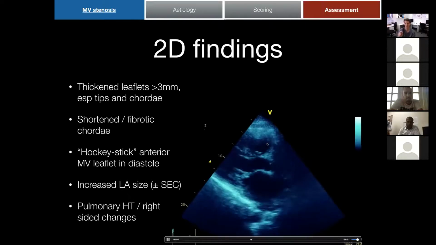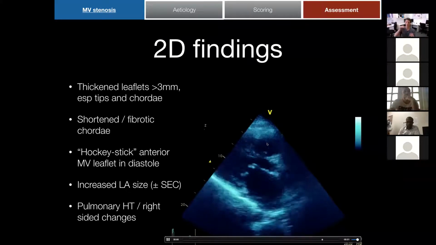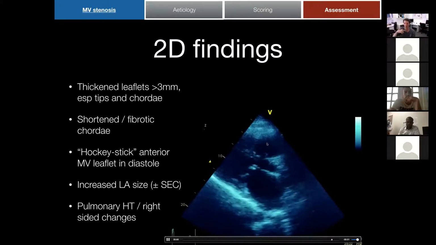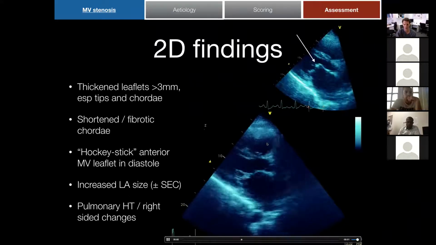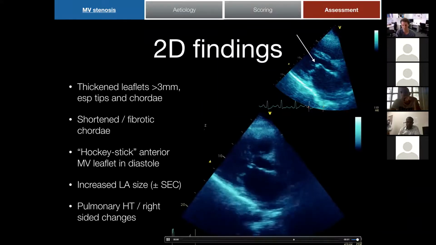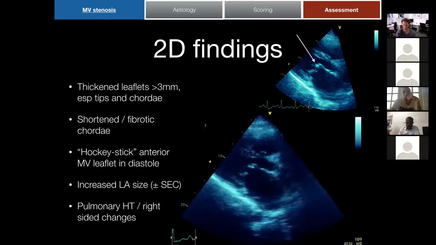So if you see the hockey stick appearance, don't just stop at that. Go and talk about the left atrium, talk about SEC, talk about the chordae, not just the leaflet tip, and talk about the right ventricle. Those are the kind of patterns you'd be expected to bring out in the exam, and we'll go through that in the cases. And here I've got a still picture. You see a 90-degree angle, that L shape, for the anterior mitral valve during diastole.